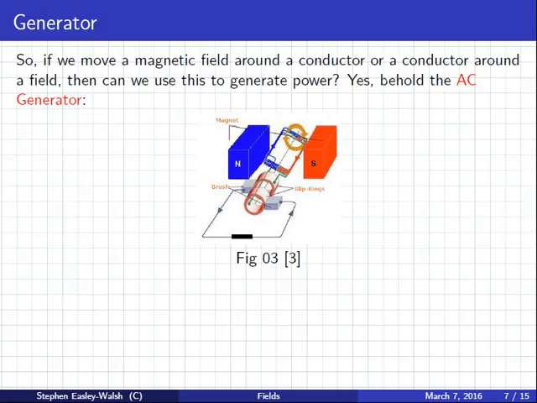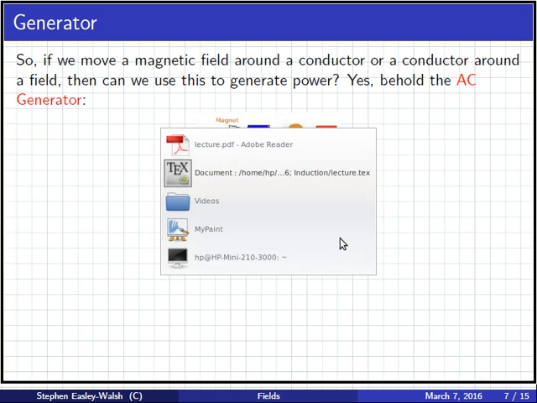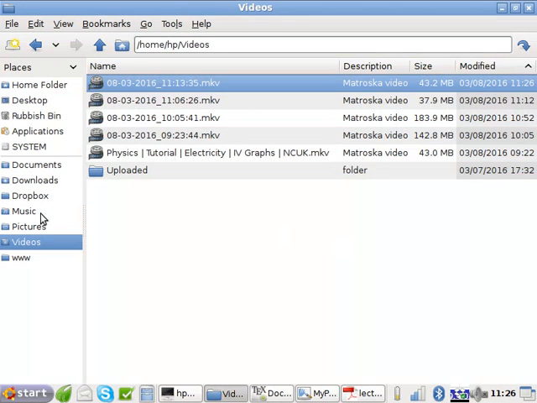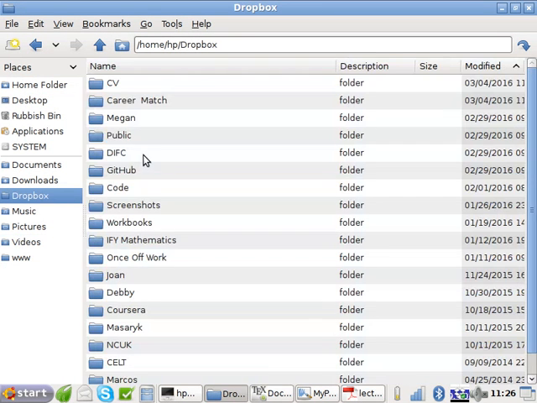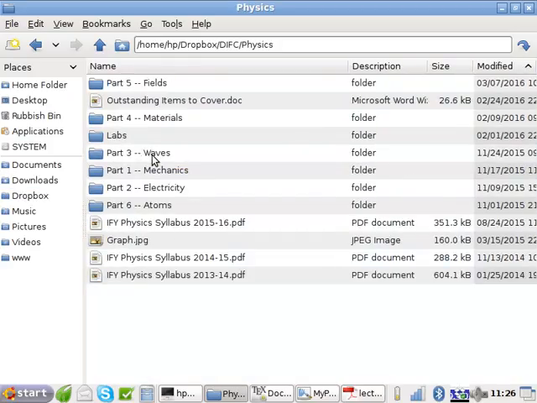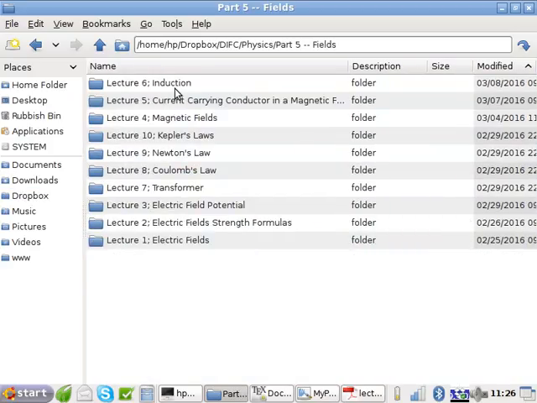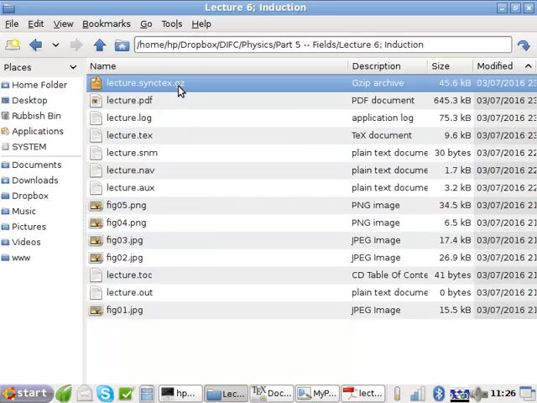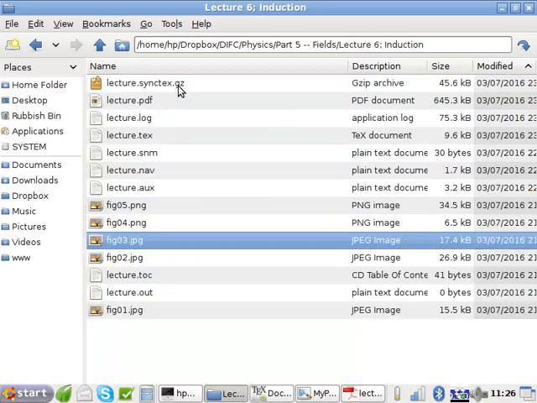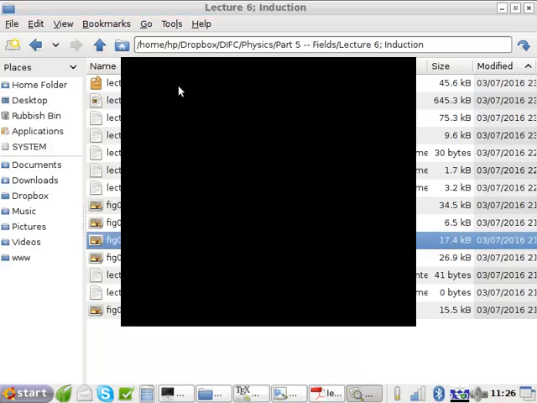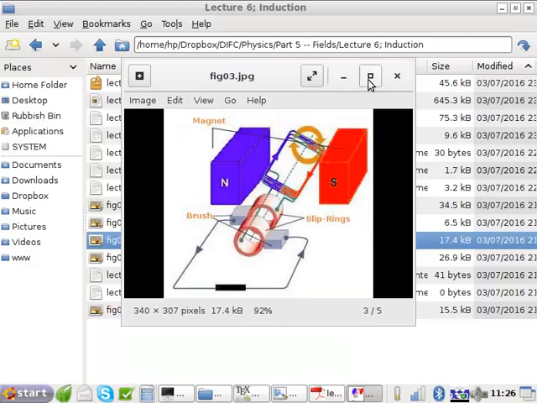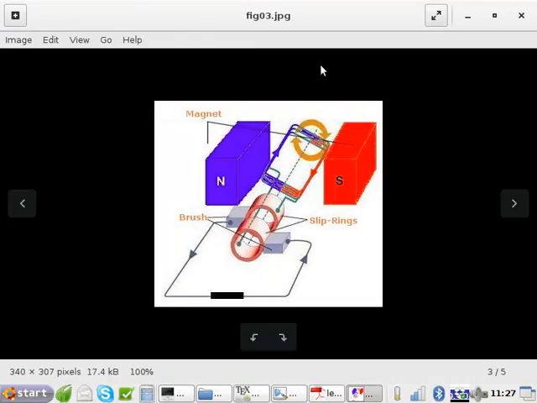I can't, this is the best picture I could find. I could try. You don't have a zoom? Not in the PDF, but I've just got the JPEG. Fields. Okay, so this is like our third picture, isn't it? No, that cannot be it.